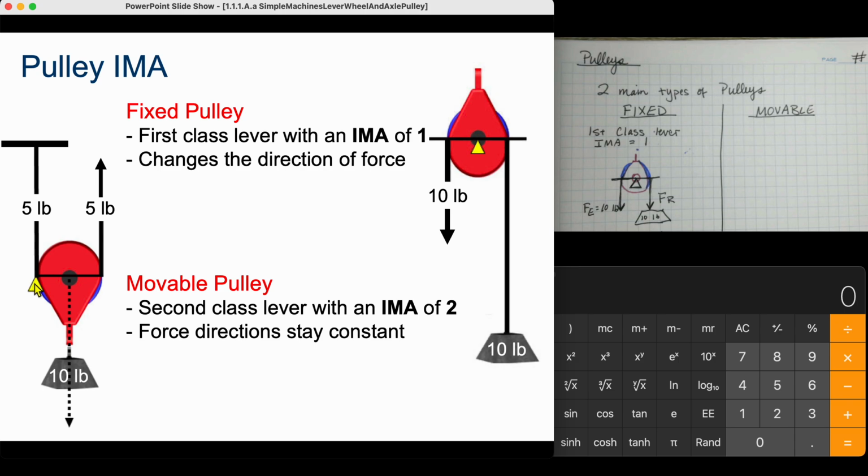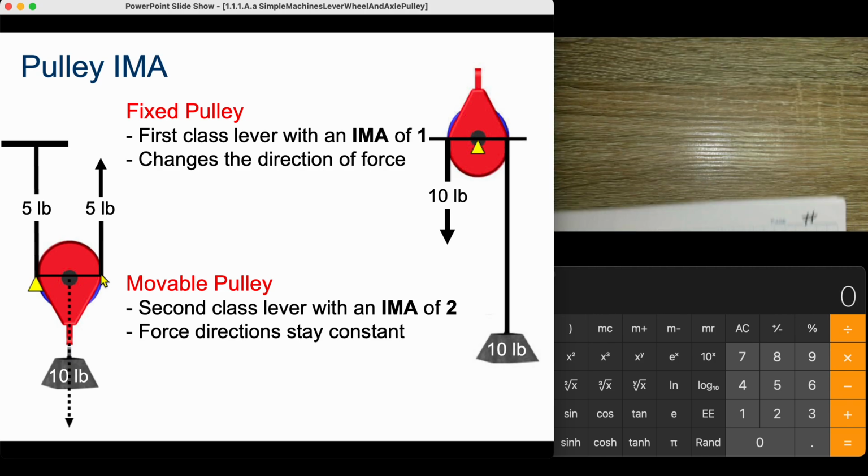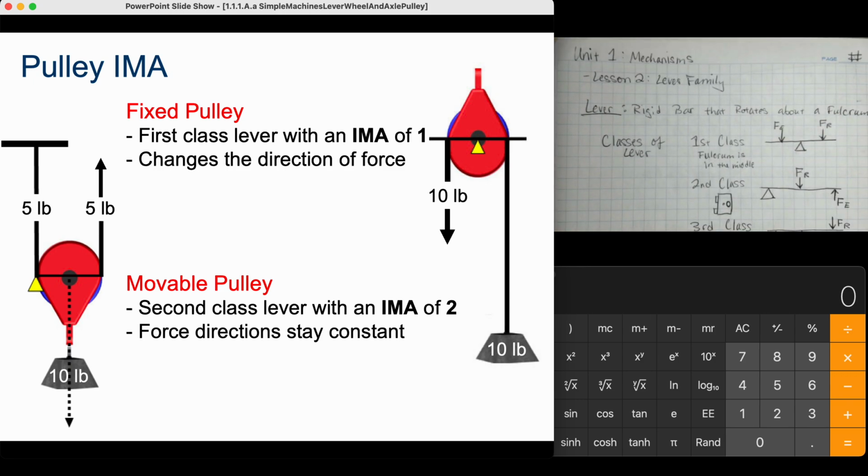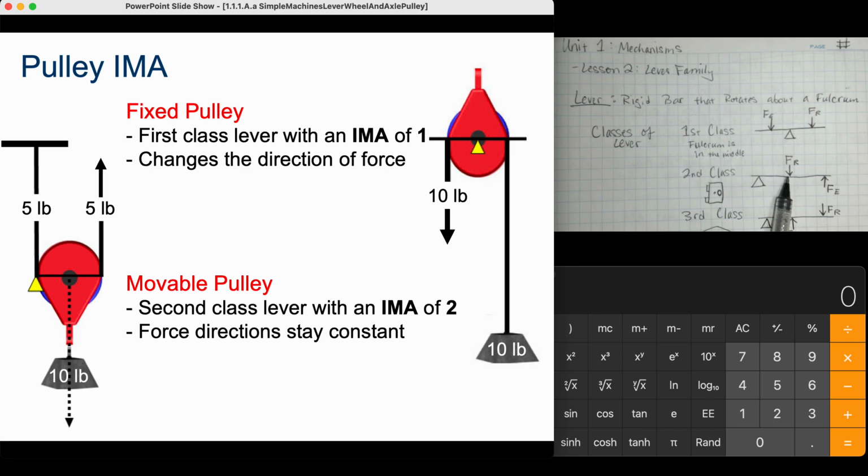We can also see that this is a second-class lever. Our effort force is acting out as far away from the fulcrum as possible. So if we look back at our second-class lever, the resistance force is in the middle, just like this 10-pound weight is in the middle, and the effort force is on the outside. It's as far away from the fulcrum as possible. So the effort, or the resistance force, is between fulcrum and effort. That's what makes this like a second-class lever.